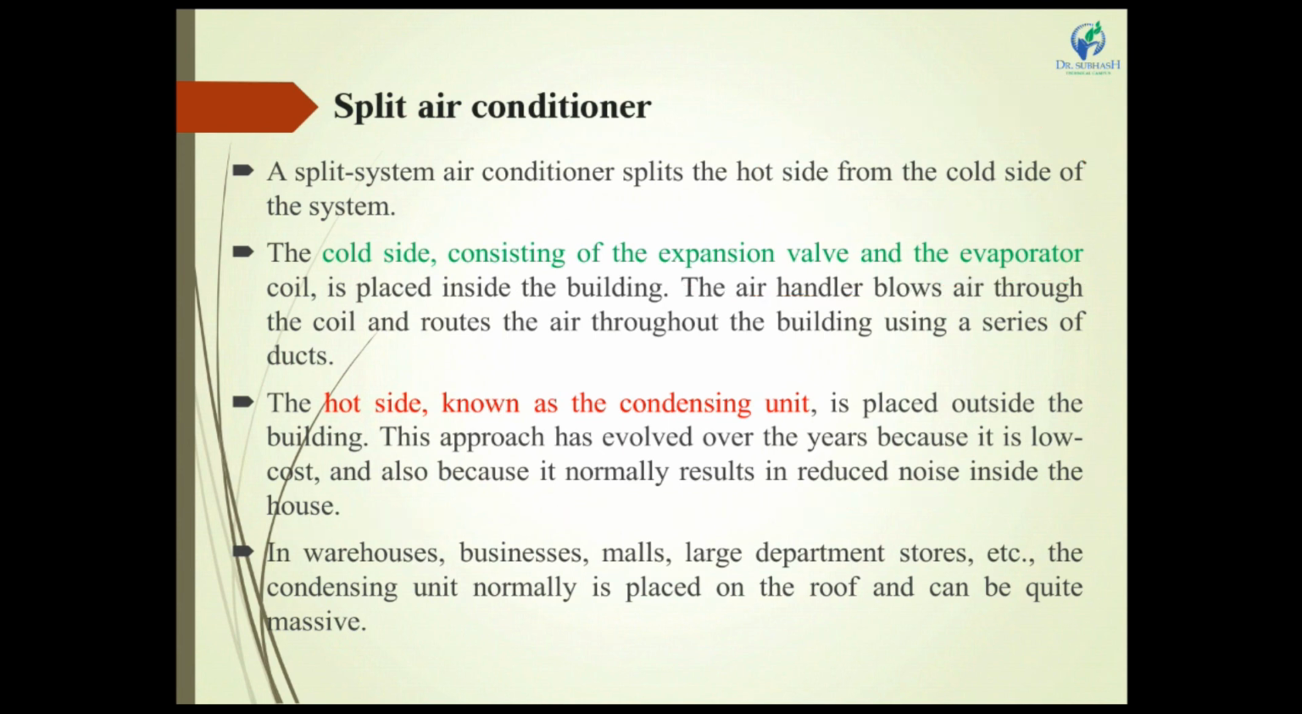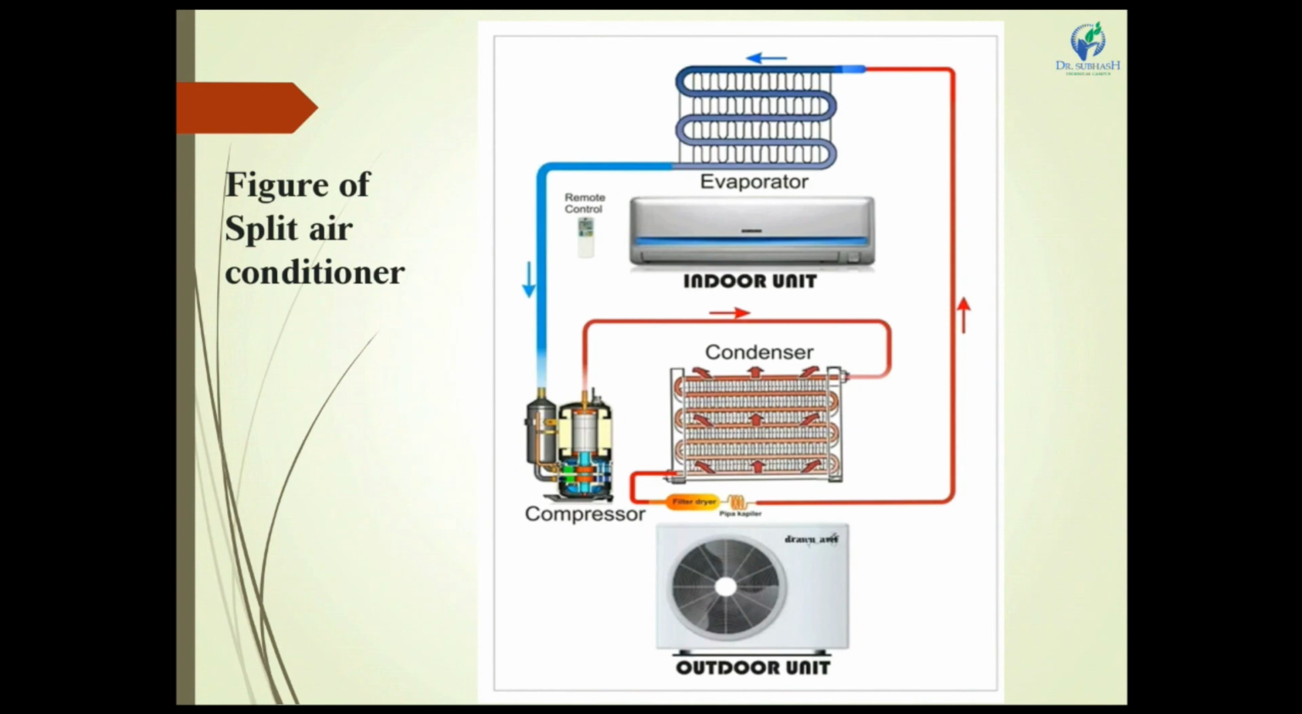In a warehouse, business, mall, large department store, etc., the conditioning unit is placed on the roof and can be quite massive. When using a split air conditioning system, we put the outdoor unit, compressor and condenser, on the ceiling or roof so that it reduces the noise and vibration inside the room. This is the figure of the split air conditioning system.